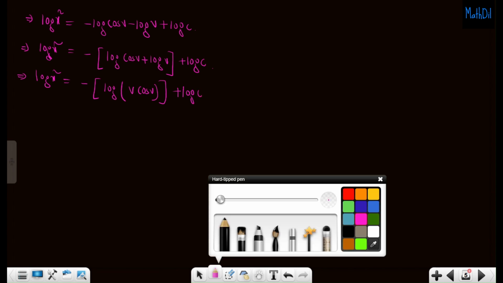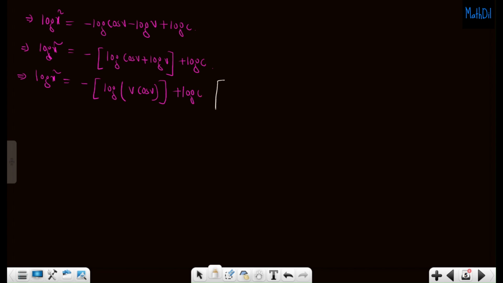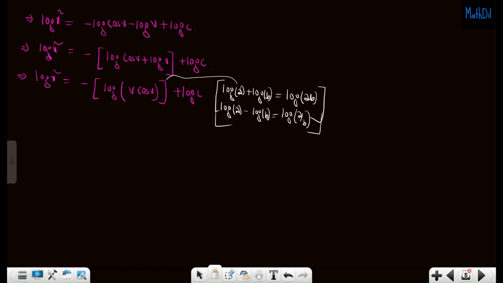Here basically we are using the property of log. What is the property? That log a plus log b is equal to log of ab. We are using this property. And there is another property, that log a minus log b is equal to log a by b. So these are standard results of logarithmic functions, so we are going to use it here. We have used this one here. Now we will rearrange it again.